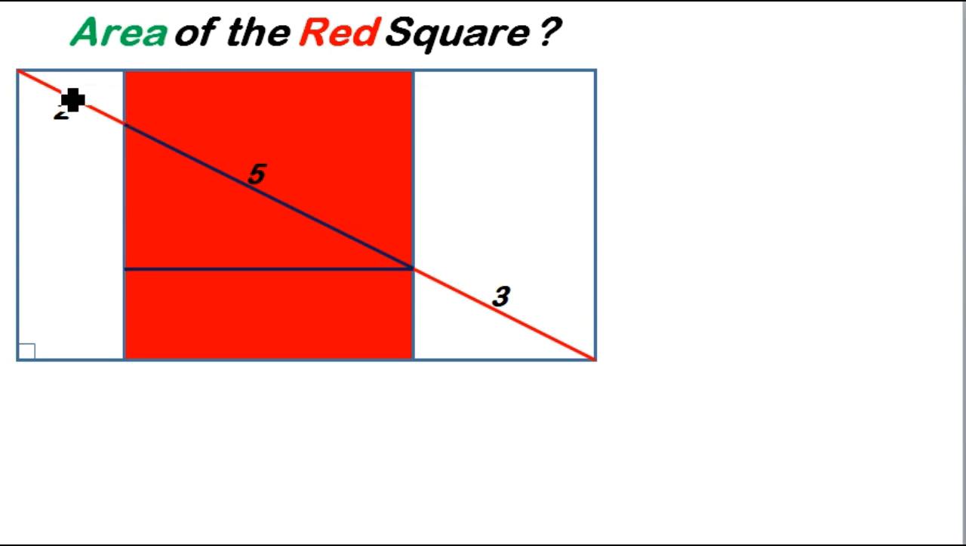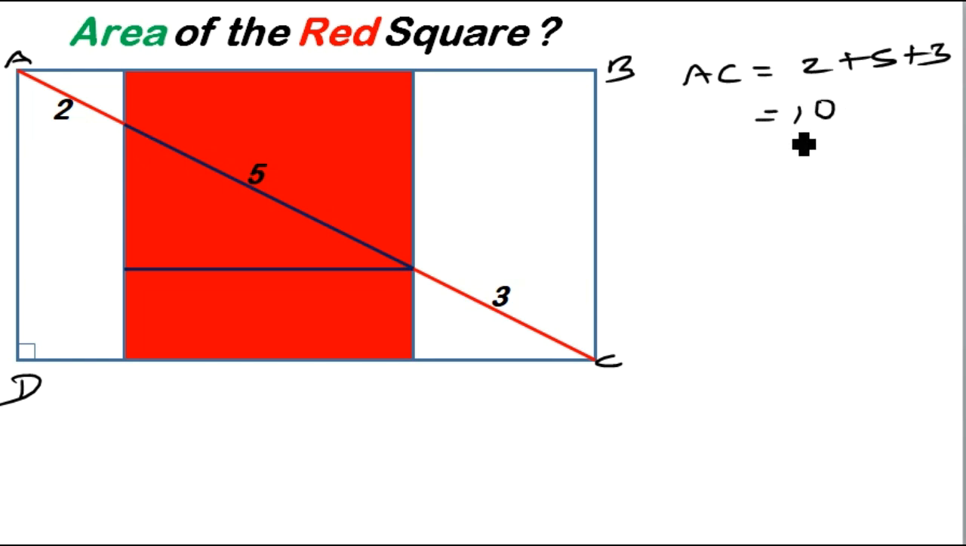If you look at this diagonal, if I label this diagram A, B, C, D, the diagonal from point A to point C is 2 plus 5 plus 3, which is a total of 10. So the diagonal AC of the rectangle is 10. But the diagonal inside the square region is only 5. So the square region is taking half of the diagonal.